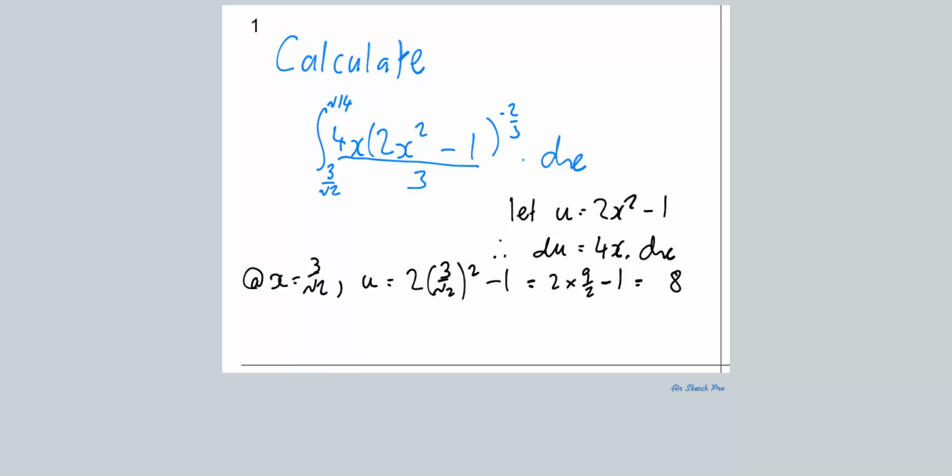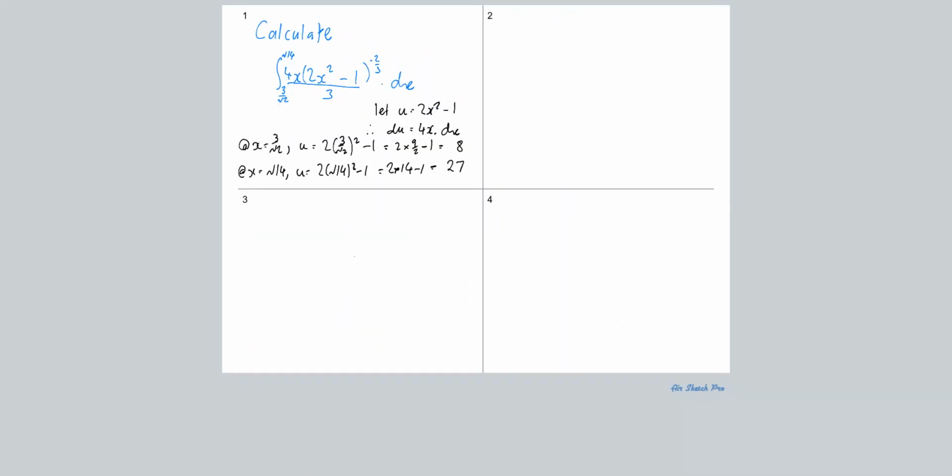And the upper boundary, at x equals root 14, u is equal to, this is a little bit easier, 2 multiplied by root 14, all squared, minus 1. And we know that root 14, when we square it, will just be 14. So it'll be 2 times 14 minus 1. 2 times 14 is 28, minus 1 is 27. I wonder if you can see something special about these numbers here. All right, I'll zoom out so you can see the whole 4 slides at once.